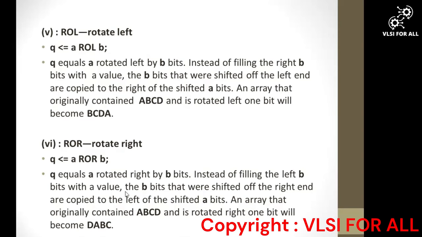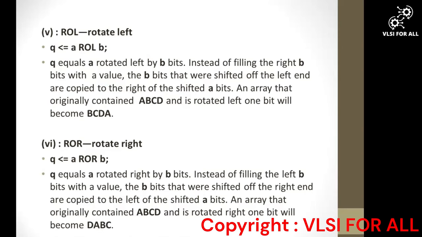Similarly, for ROR, A is rotated right by B bits. Instead of filling B bits with a value, the B bits shifted off the right end are copied to the left of the shifted A bits. Like in the above example, ABCD is rotated right by B bits. So C will come at the position of D, B will come at the position of C, and A will come at the position of B. So the position of A is vacant. Now D will come at the position of A. So it will become DABC.